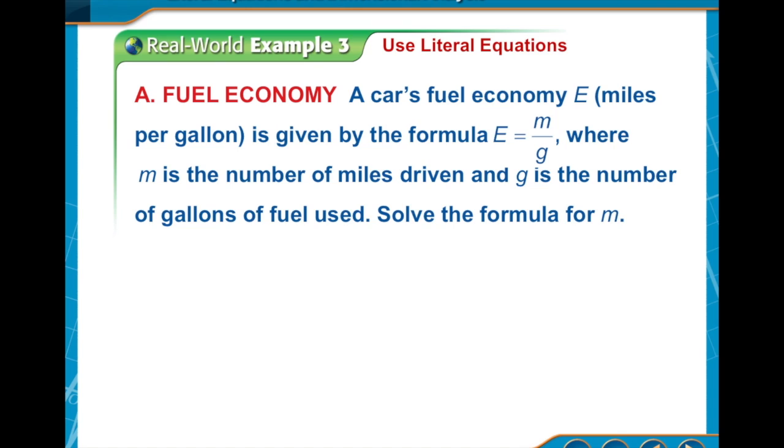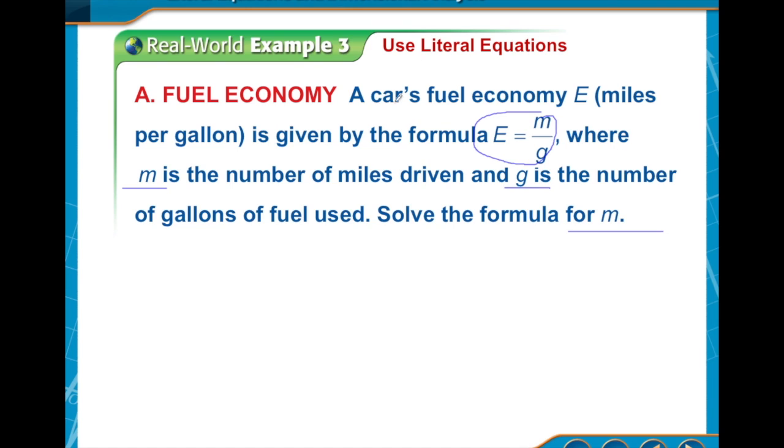So here's a real-world example to think about. They say a car's fuel economy, given by E, is represented by this formula, E equals M over G. So please don't worry about all the words on this one. Just write the problem number and the formula. So the formula we're starting with is E equals M over G. Let's label everything. So M is the number of miles, G is the number of gallons, and we want to solve the formula for M.